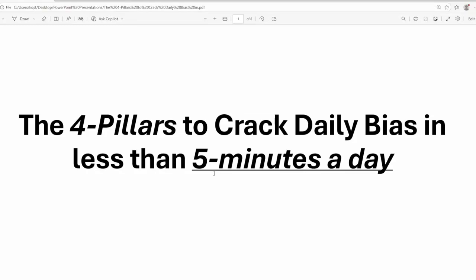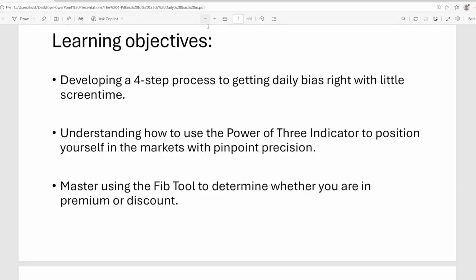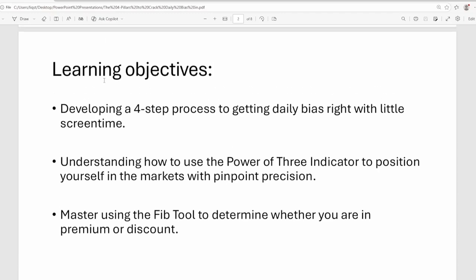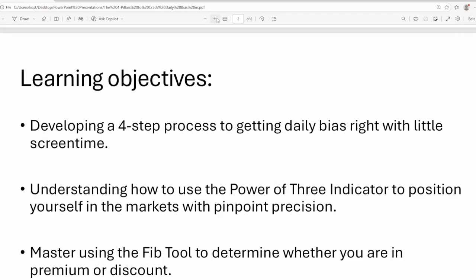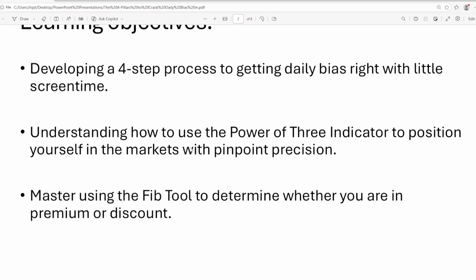4 pillars to crack daily bias in less than 5 minutes per day, right? So quickly, we're going to go over the learning objectives. Developing a 4-step framework to getting the daily bias right with as little screen time as possible, right? That's what you need to do. It takes me 5 minutes a day to find my daily bias, right?